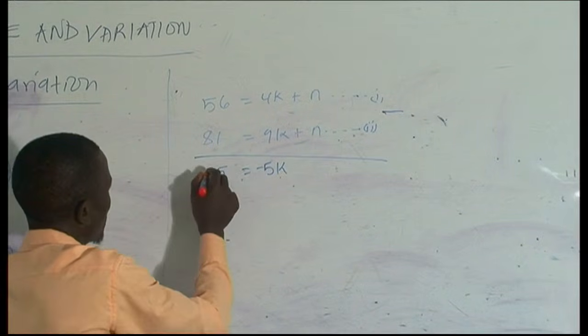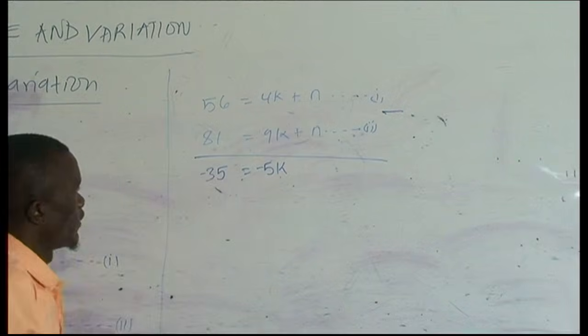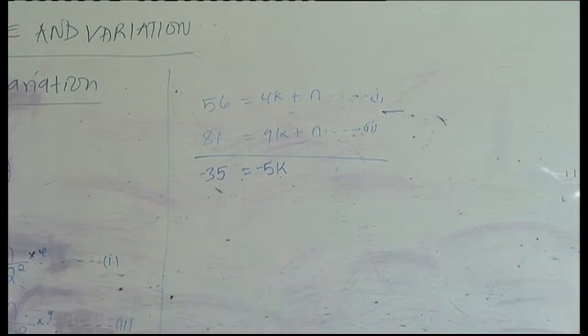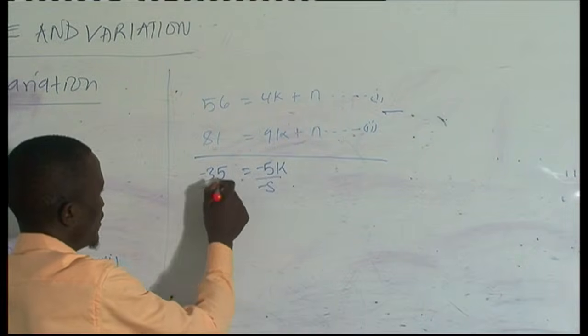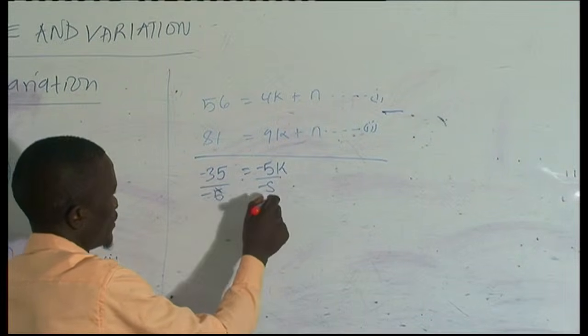Then we have negative 35 and negative 35. Now what do we do? We need to get the value of K. Divide this side by negative 5, and divide this side by negative 5.